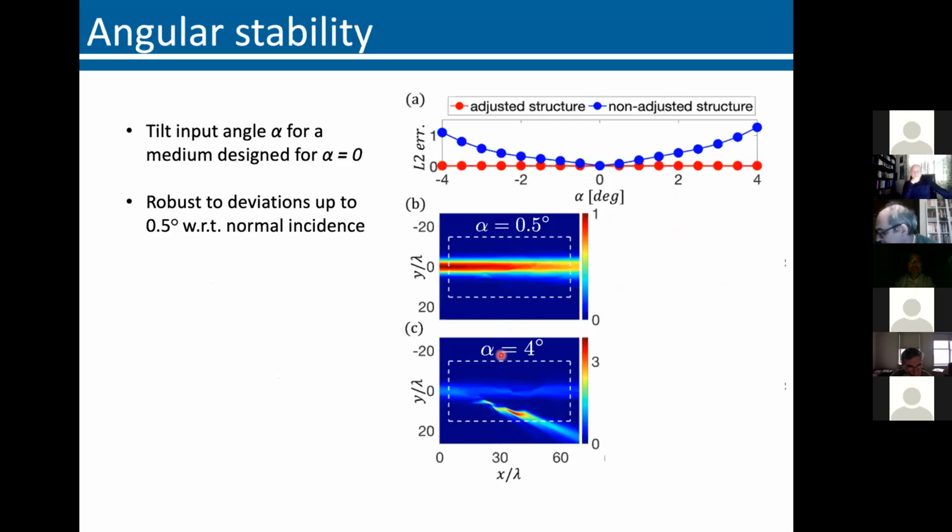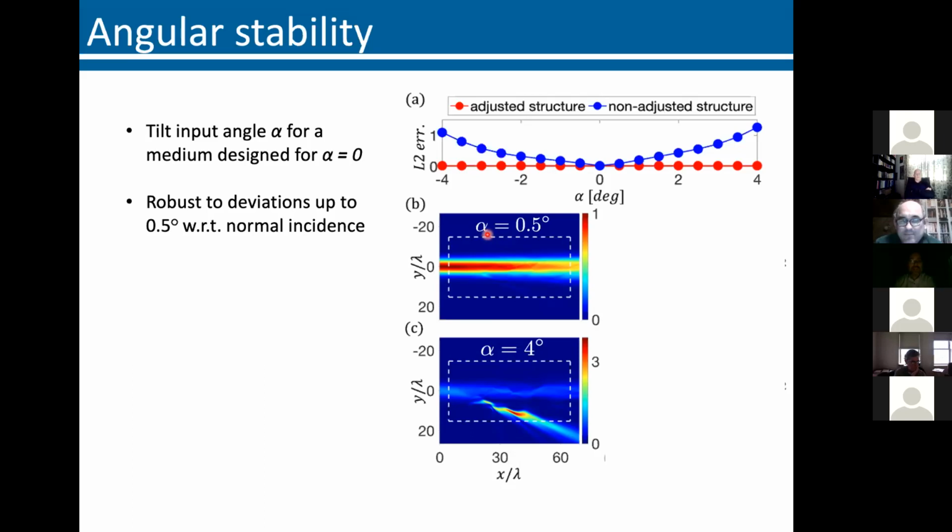Another aspect that we checked is, let's assume you design a medium through our design principle here in this square, and you design it for a beam that comes in at zero angle, a Gaussian beam. And then you ask yourself, what if I detune my incoming beam by a small tilt, for example, 0.5 degree, does this still work? Because the whole design is bound to the specific incoming beam for which you design the structure. If you design it for a beam that has alpha equals zero, and then you send in a beam that's slightly tilted, then it may not work anymore.